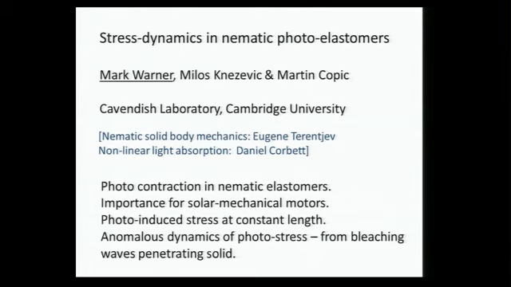So I want to talk about photocontraction in nematic elastomers. I want to talk about an example of the importance of the dynamics of actuation by looking at a solar mechanical motor, and then talk specifically about photo-induced stress building up because we clamp the sample and we find anomalous dynamics. And this anomalous dynamics will turn out not to be because of high polymers, which is the usual source of anomalous dynamics in this complex field, but from the bleaching wave that penetrates the solid.